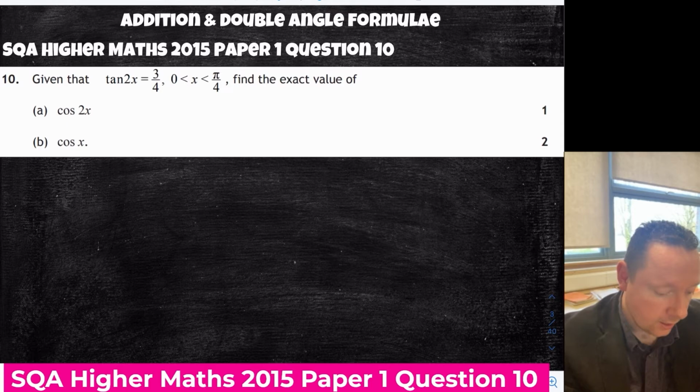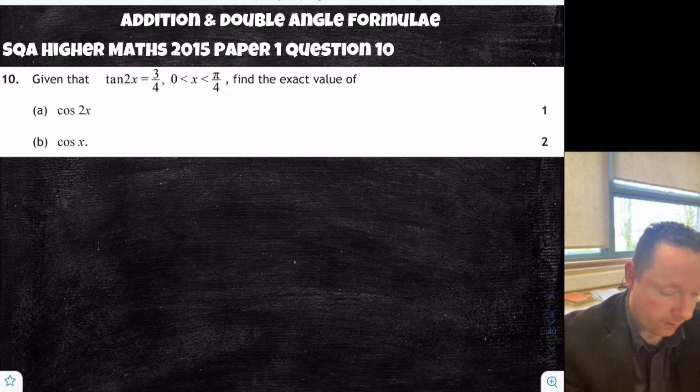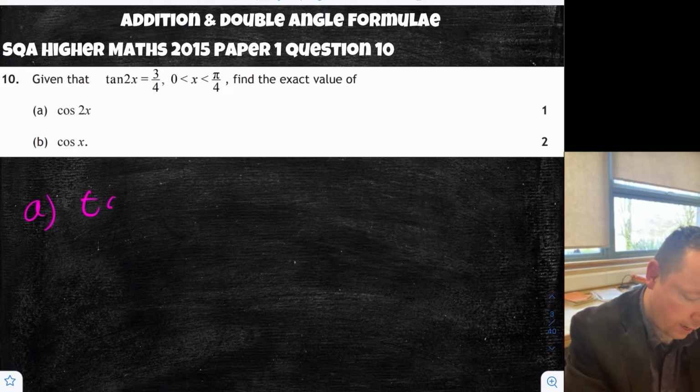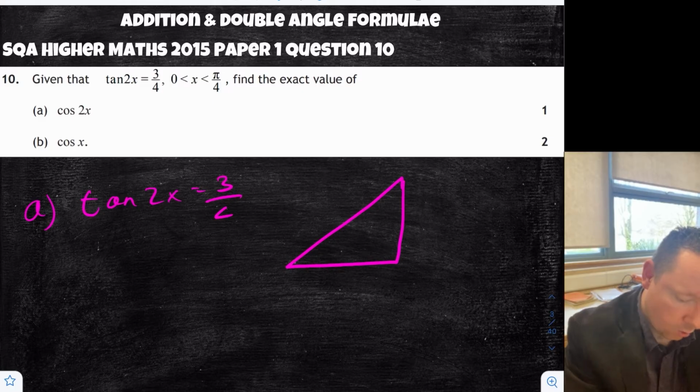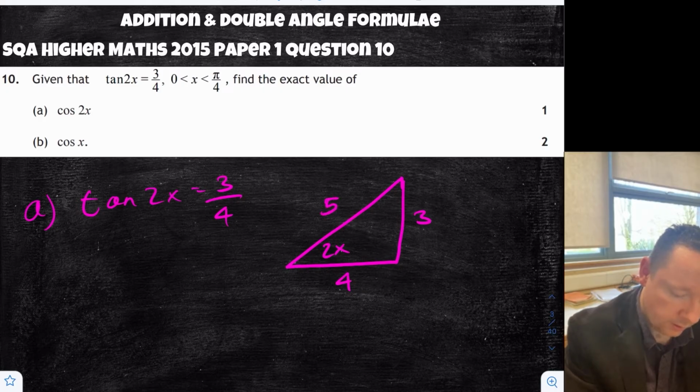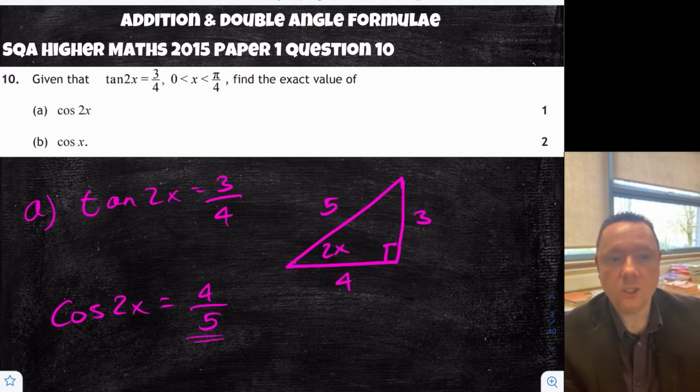Given that tan 2x is 3/4, part A, find cos 2x. Right, okay, so part A, we know tan 2x is equal to 3/4. So that means we can draw a right angle triangle, and we could call this angle 2x. Opposite is 3 and adjacent is 4. By Pythagoras, 3 squared plus 4 squared is 5 squared. This is a standard Pythagorean triple. So we can immediately write down cos 2x because that is adjacent over hypotenuse, which is 4/5. So a simple 1 mark question there.